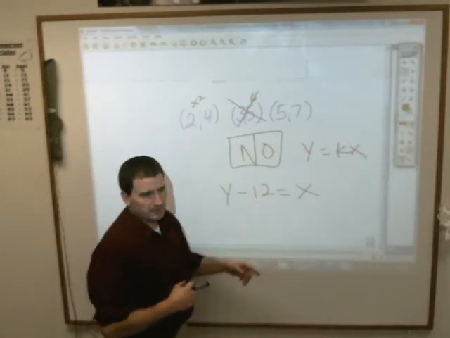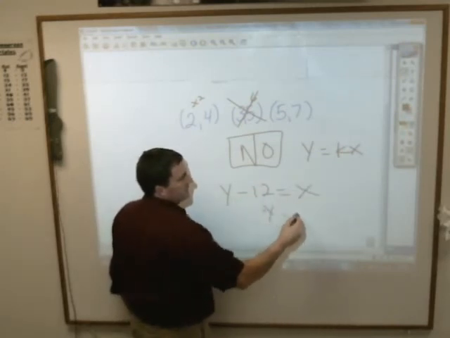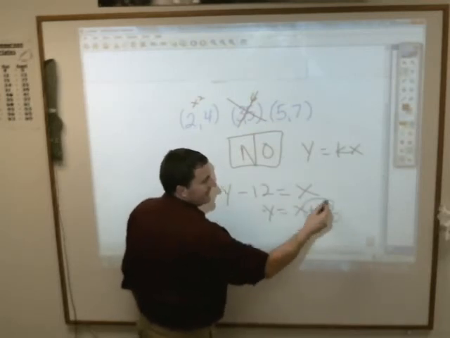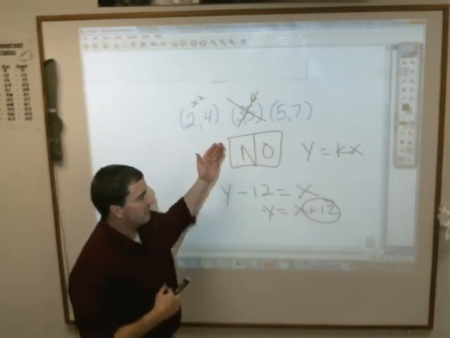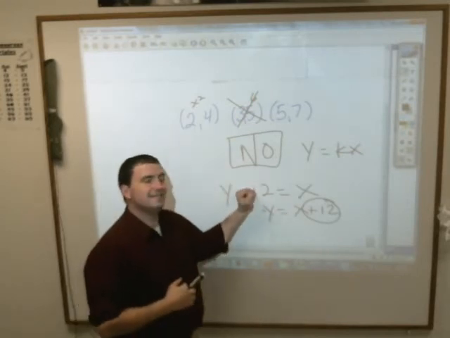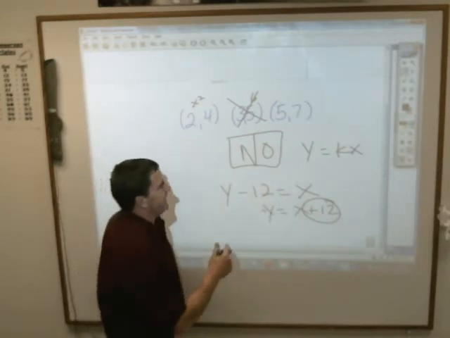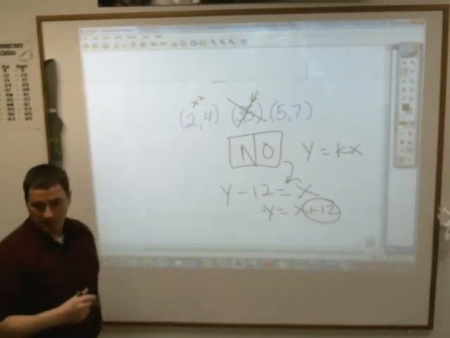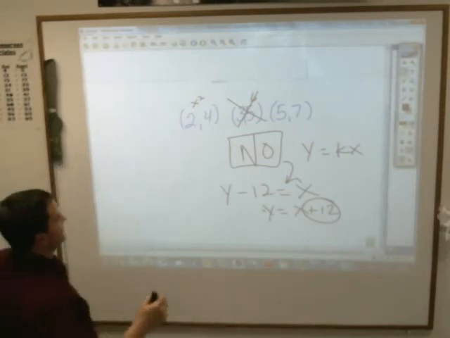Because if we were graphing this, what would I do? If I move that 12 to the other side, it becomes y equals x plus 12. You know that this crosses the y-axis at 12. So the only way for something to be direct variation is for there not to be an addition or subtraction number. So this is a no. Otherwise, let's look at a couple other examples.